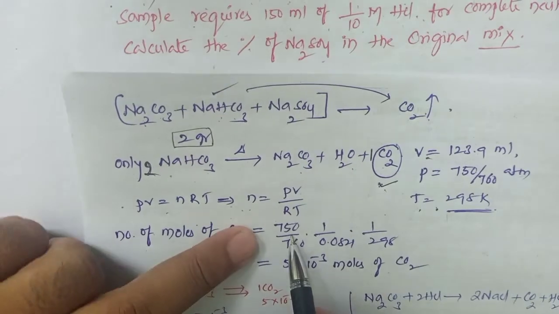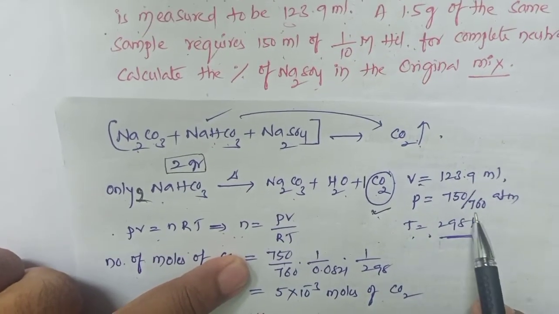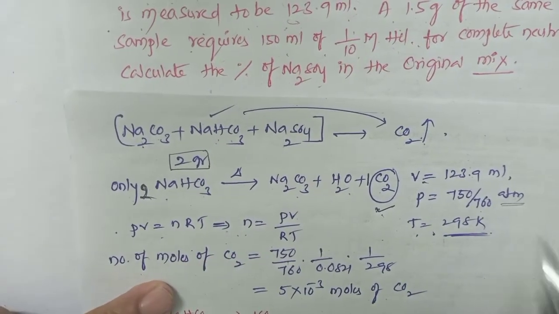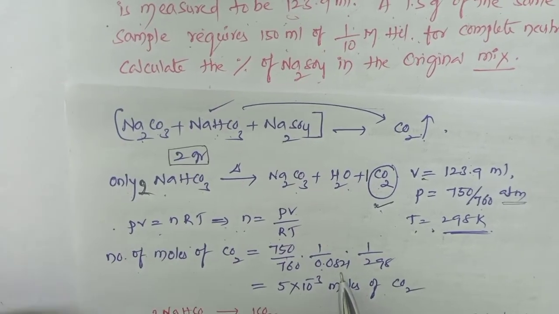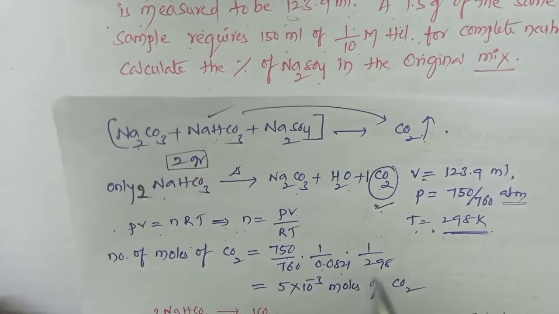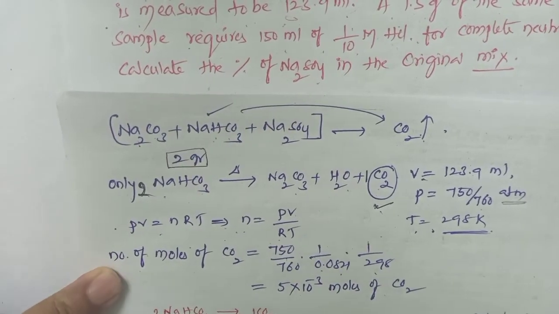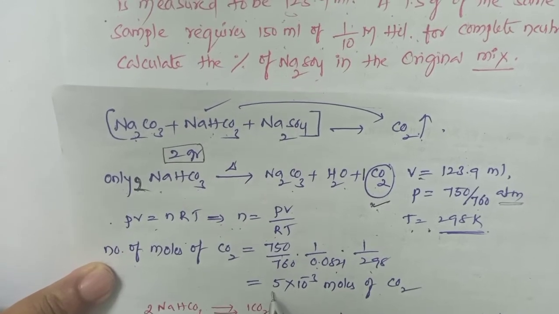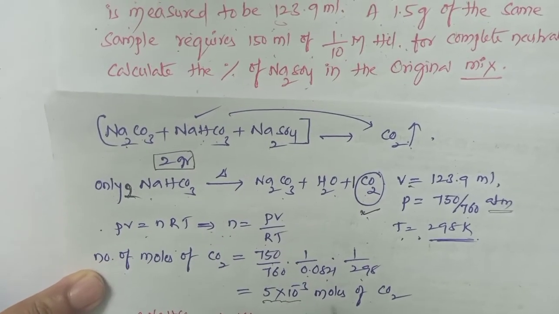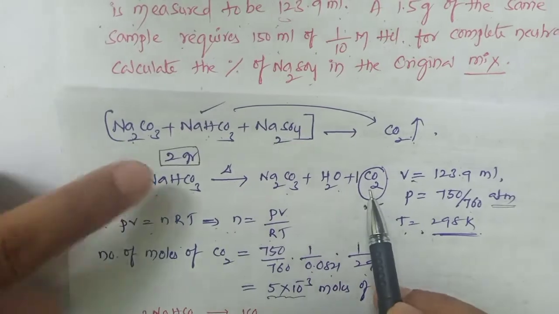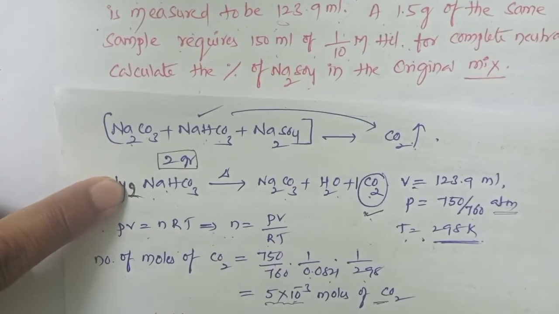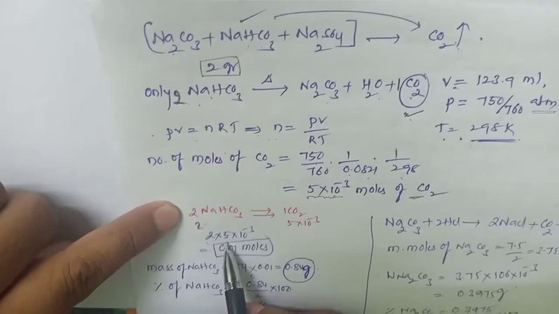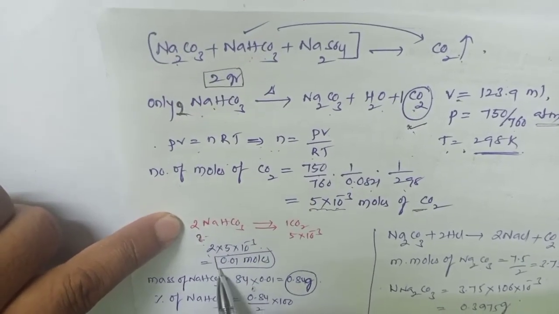So here pressure is 750 divided by 760, so it is converted to atm. Next, R value is 0.0821 liter atmosphere per mole per Kelvin and temperature is 298 Kelvin. By simplification, approximately we will get 5 into 10 power minus 3 moles of CO2. So CO2 is 5 into 10 power minus 3. Then what about NaHCO3? That is equal to 2 into 5 into 10 power minus 3, that is equal to 0.01 moles.